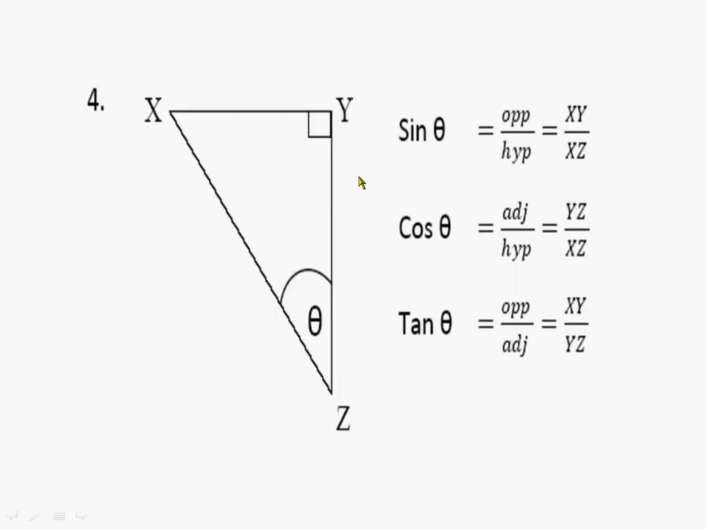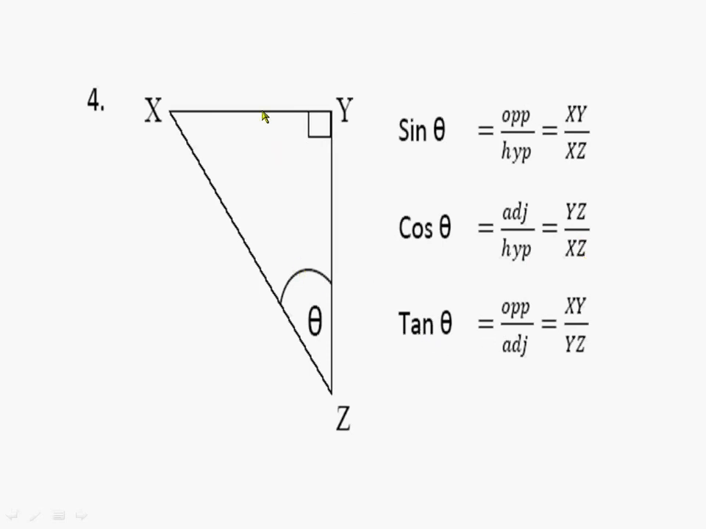In this case, we have a different orientation of the triangle. Theta is as shown. Sin theta, opposite over hypotenuse. Opposite, furthest away, will be XY. Hypotenuse is opposite the right angle, which will be the side XZ. So opposite over hypotenuse will be XY over XZ. Next, cosine theta is adjacent, which will be this side here, next to it, YZ, over hypotenuse. Hypotenuse is the side opposite to the right angle, which is XZ. So cosine theta is adjacent over hypotenuse, or YZ over XZ.